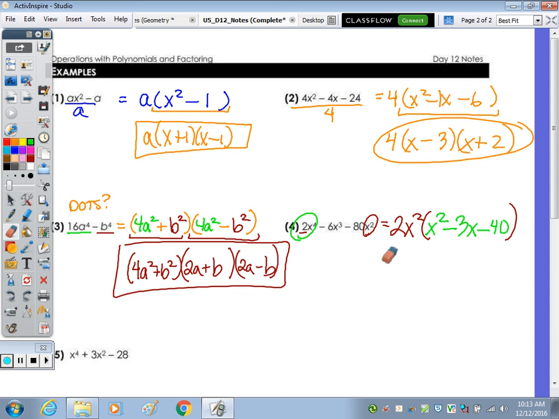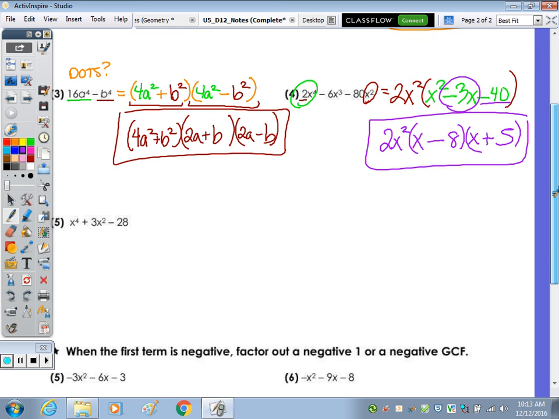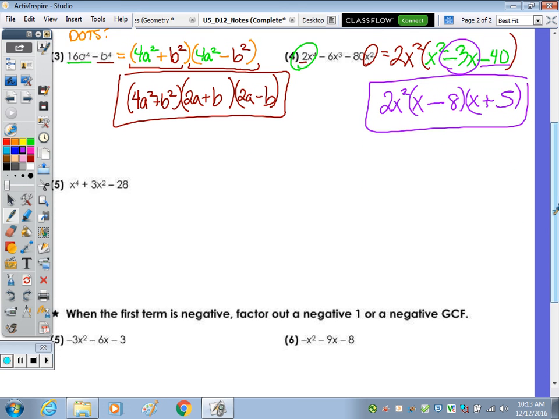So bringing down the 2x squared and factoring the trinomial, it's going to be x times x. Factors of 40 we just said are 8 and 5. Adding to a negative 3 would be negative 8 plus 5. And then the last one, or I'm sorry, one more before the last two, is x to the 4th plus 3x squared minus 28.